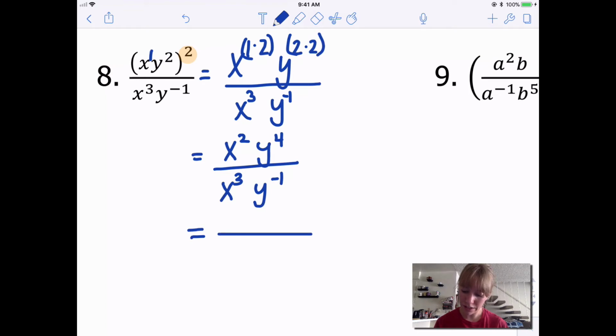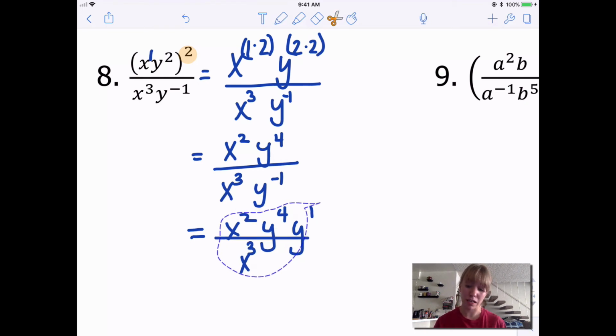I notice first that this y to the negative first is in the wrong spot because it has a negative exponent. So I'm going to move it to the numerator. I get a y to the first. In the denominator, I'm still left with an x cubed because I didn't need to move that one. The exponent was positive.